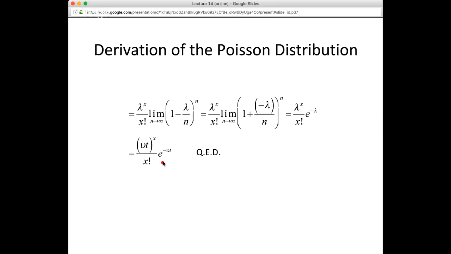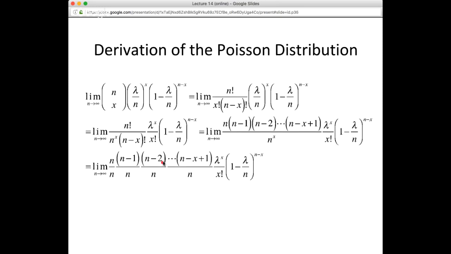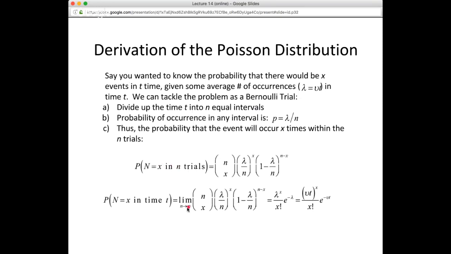And so we've then shown, coming back here, that if you take the binomial distribution and you let the number of intervals in a fixed amount of time go to infinity, you recover the Poisson distribution.